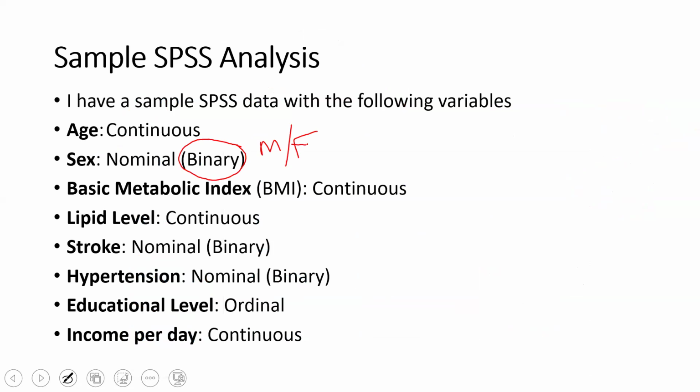I have stroke, that is binary. It's either the person has stroke or he doesn't have stroke. Hypertension is also binary. It's either there's hypertension or no hypertension. For the basis of this class, it can be borderline if you want to extend it, but for the basis of this class, we are stopping there. Educational level is ordinal. That means it's either no education, primary, secondary, or tertiary. Income per day in Naira is in figures. That's also continuous.